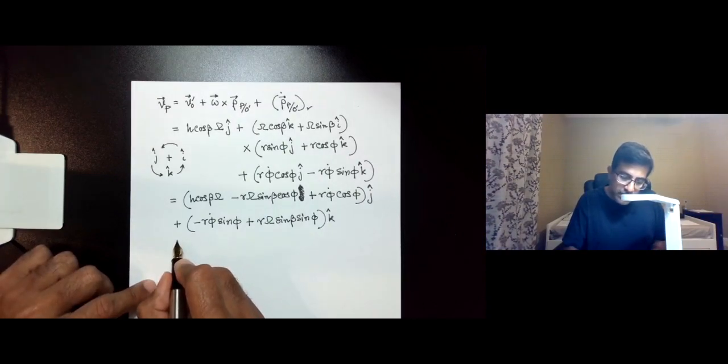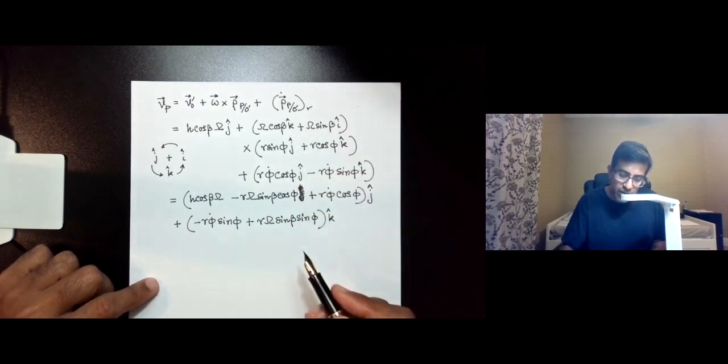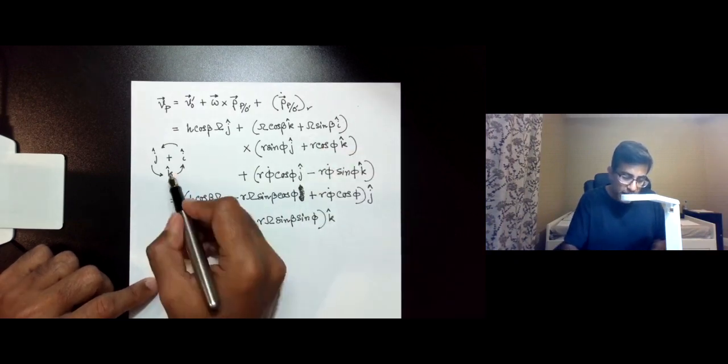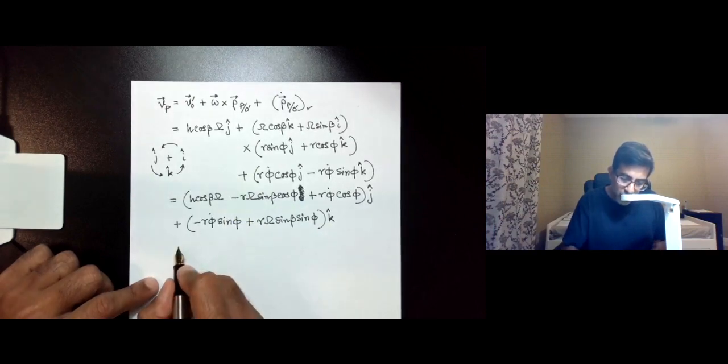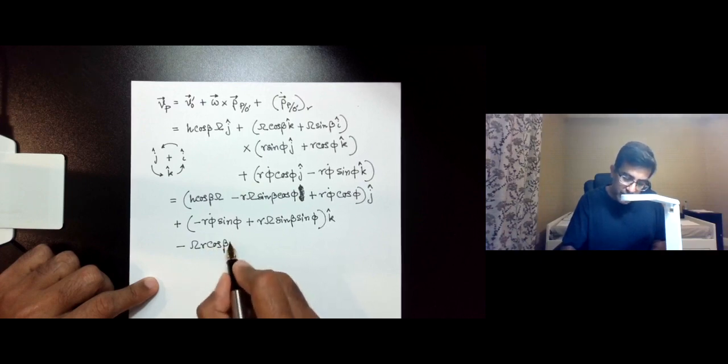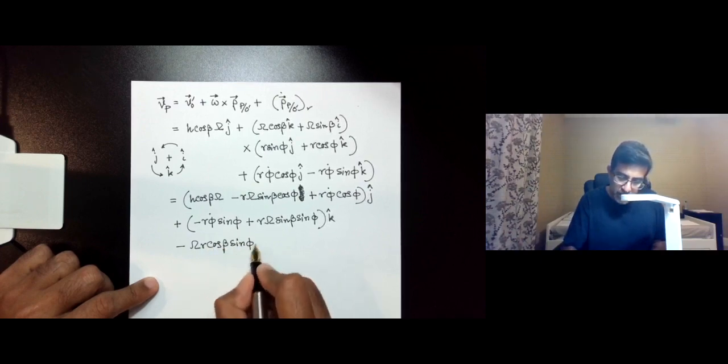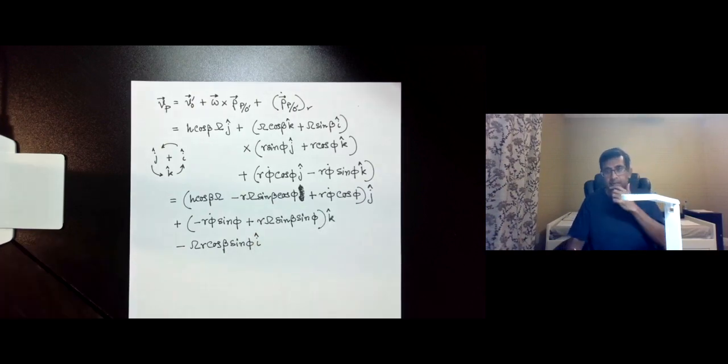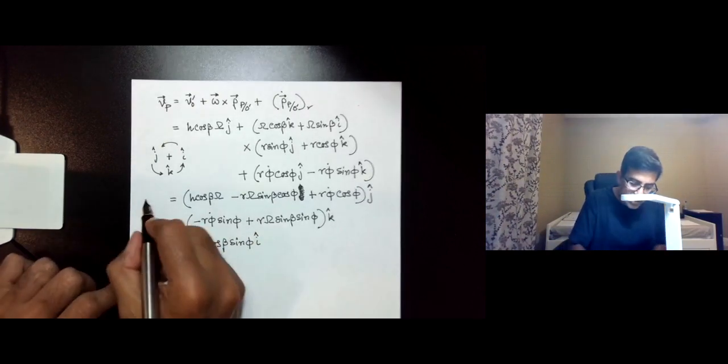And then let us see which terms have i in them. So k cross j is going to have an i in it. k cross j gives negative i, so we will have negative omega r cosine beta sine phi i. Okay, so that's the velocity Vp.